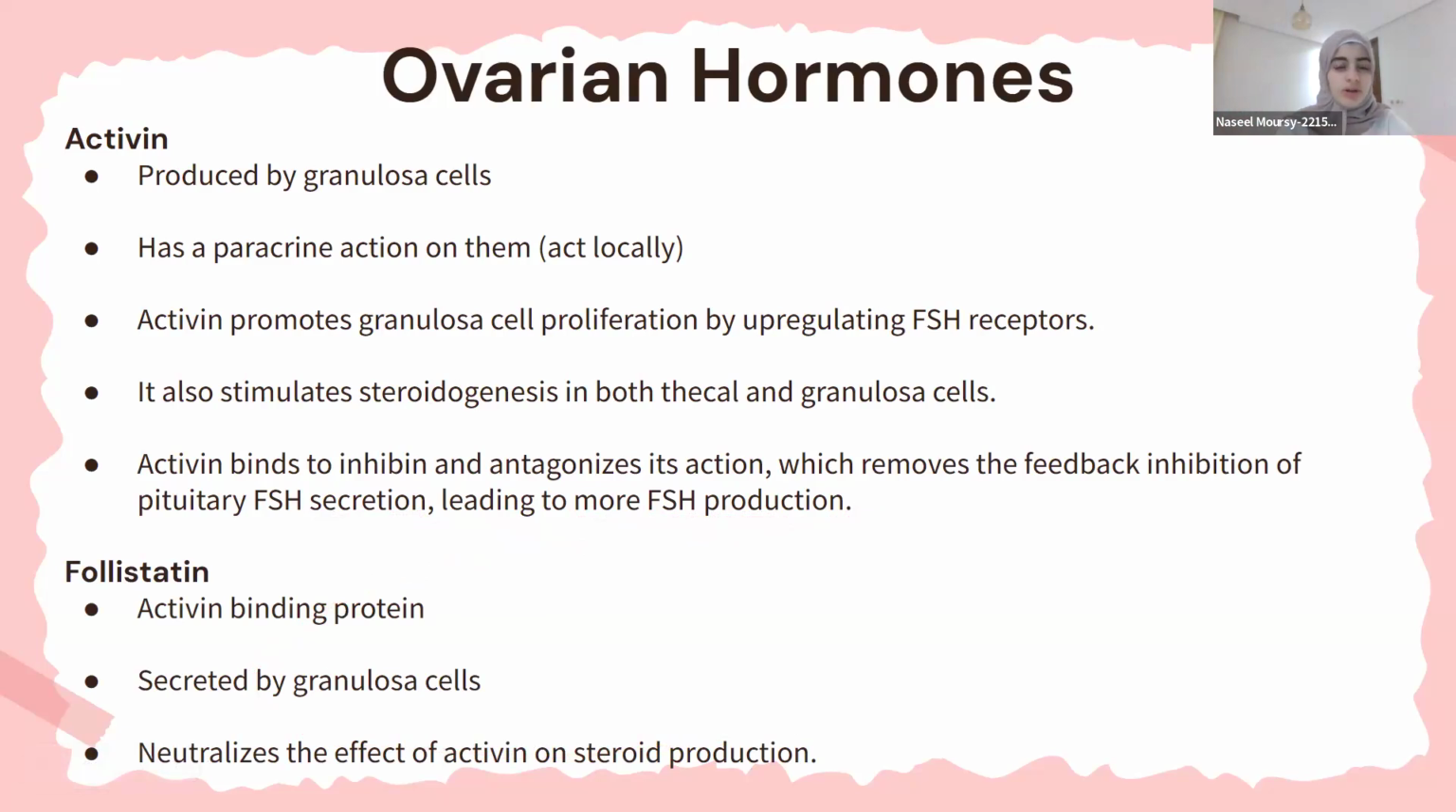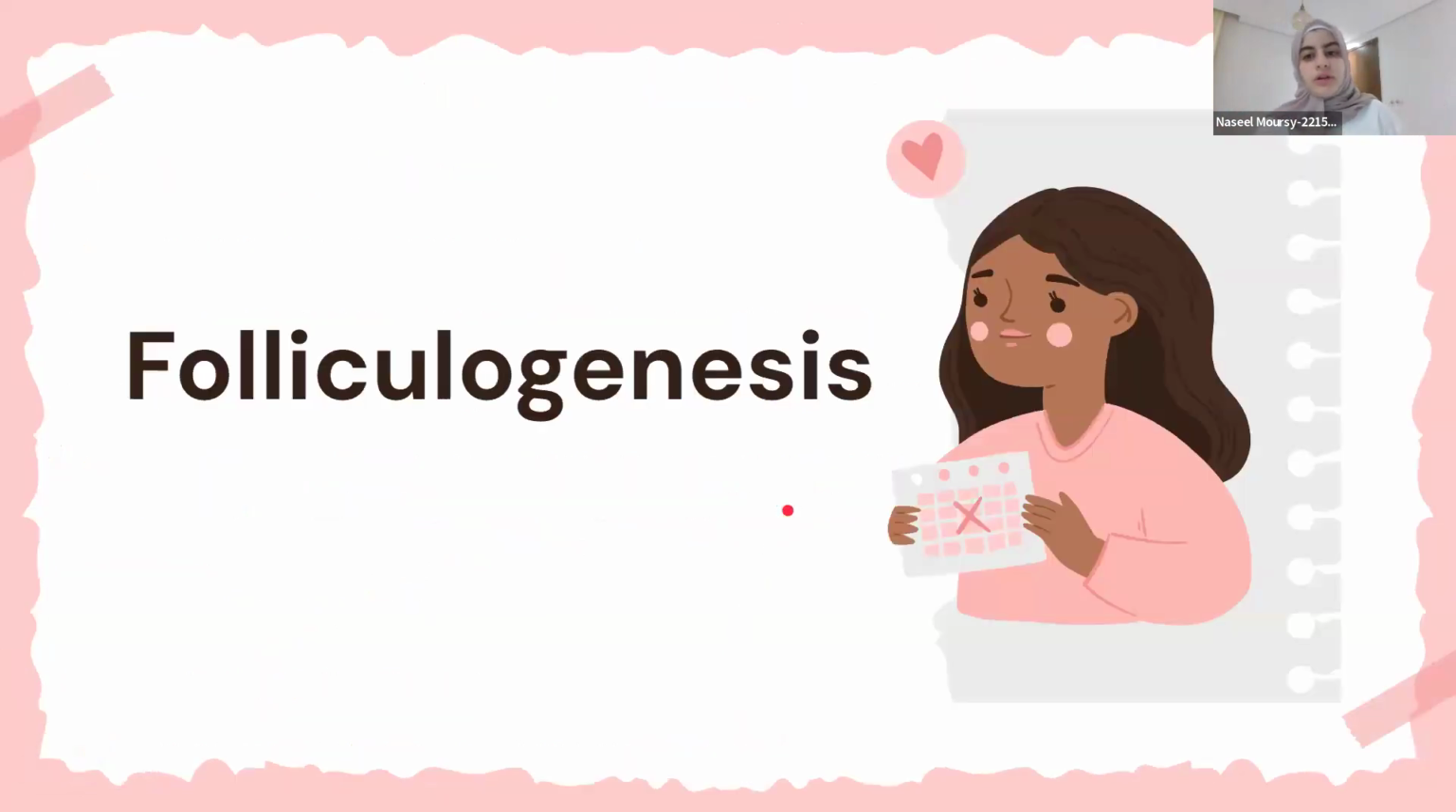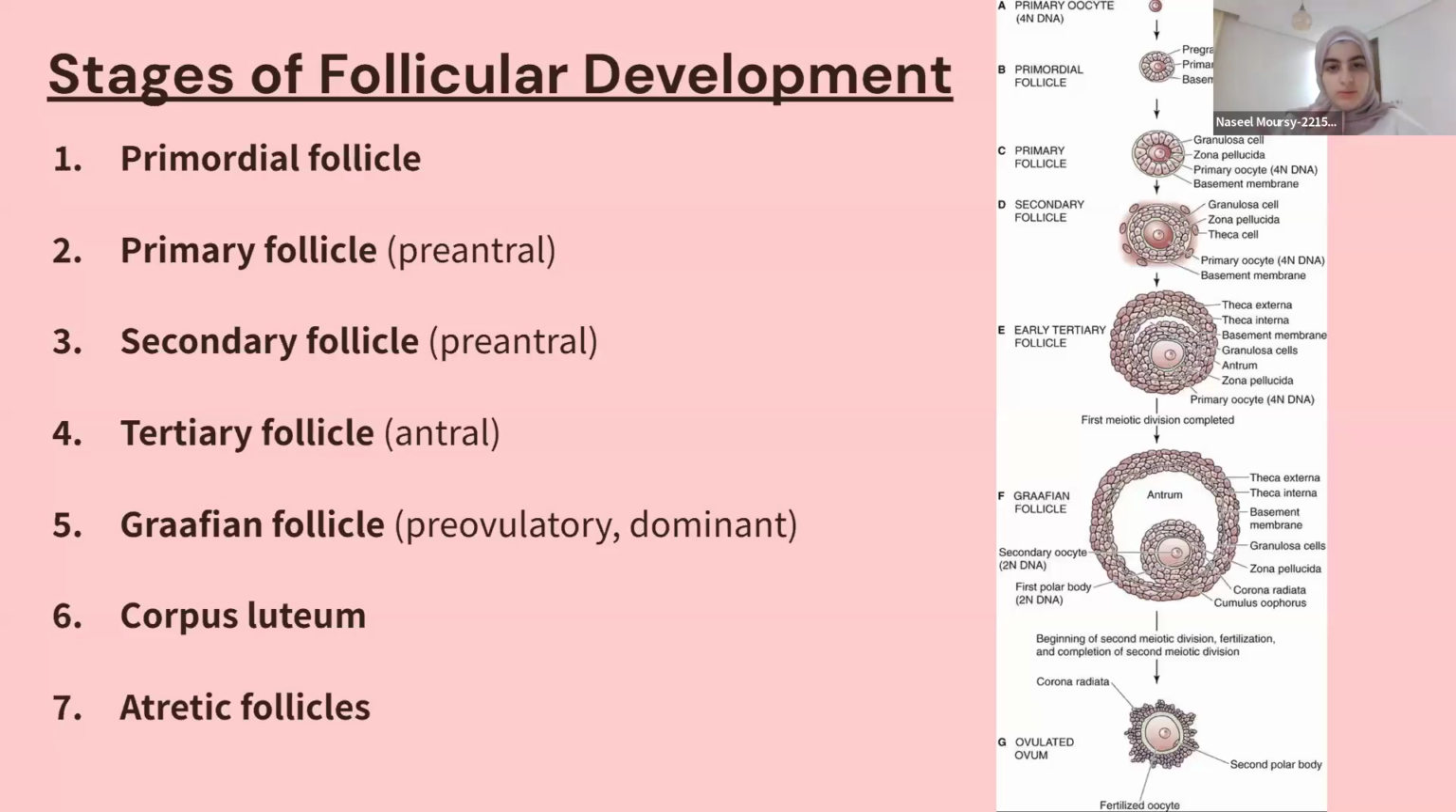So this is all about the ovarian hormones. Now, let's move on to folliculogenesis. What we've talked about so far is basically the hormones and the cycles and all that. But what happens to the follicles themselves? How do we go from a primordial follicle to the Graafian follicle we see in the end, and then to ovulation? So we have different stages of follicular development.